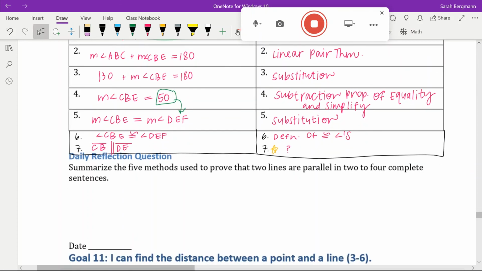Finally, reflect on this question, please. I need you to summarize the 5 methods used to prove that two lines are parallel in a few sentences. Thanks.